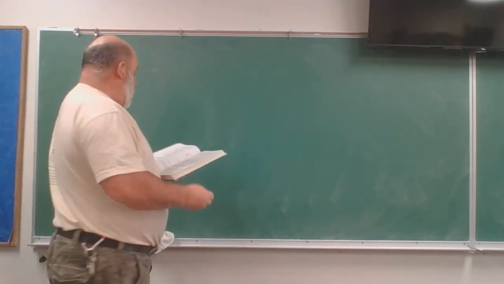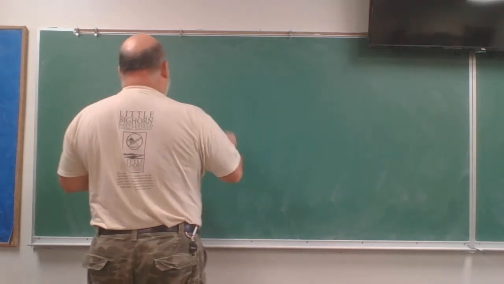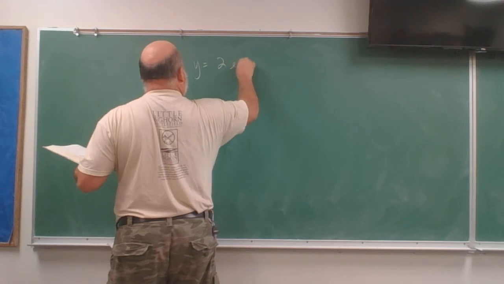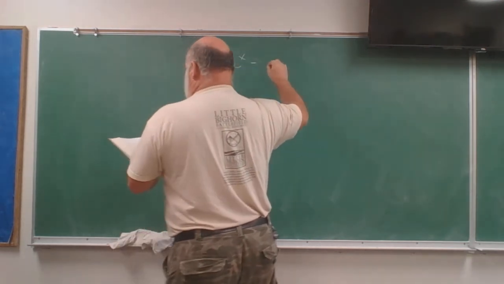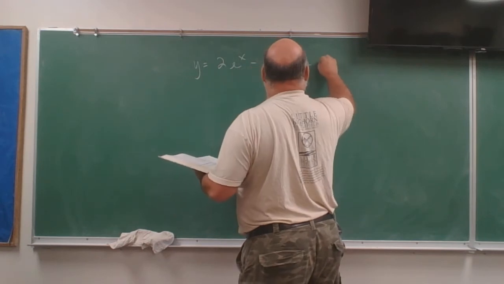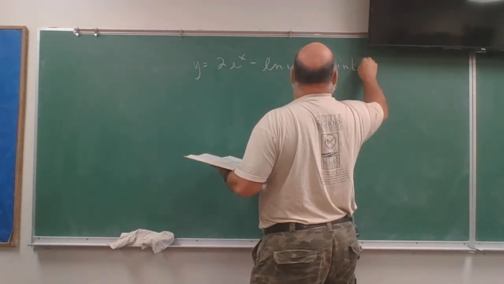In 11, it says, find the differential dy if y equals 2e to the x minus ln u plus 4 sine t.